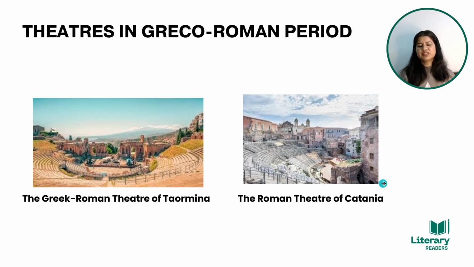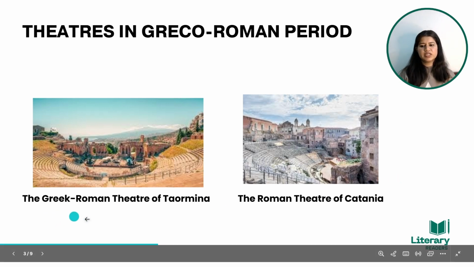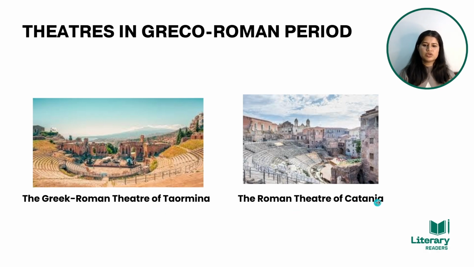Then we have theatres in Greco-Roman period, the Greek-Roman theatre of Taormina, the Roman theatre of Catania. So during this period, people used to perform in these theaters. Like in the present era, we use theaters for the performances, for the social and cultural activities. So in that period also, people used these theaters for social gathering, for their cultural activities and for the performances.